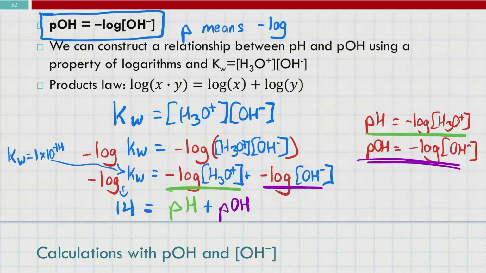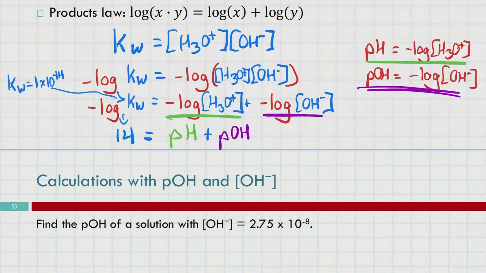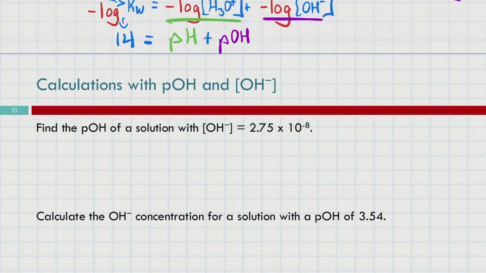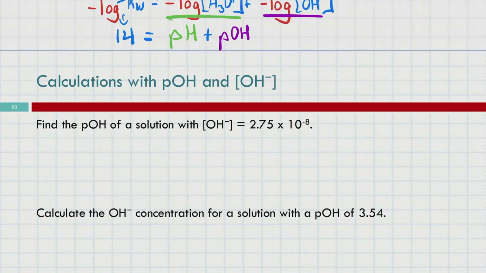Wow, what a cool relationship. That's an easy equation. Again, don't need to know how to get it. We're going to be using it though, so you do need to know how to use it. So pH plus pOH equals 14. And this lets us quickly and easily move between pH and pOH, which we're not doing on this slide, but we will be doing at some point.